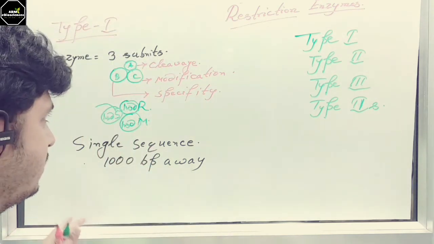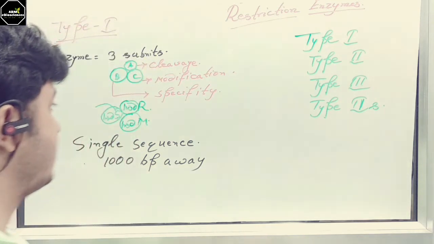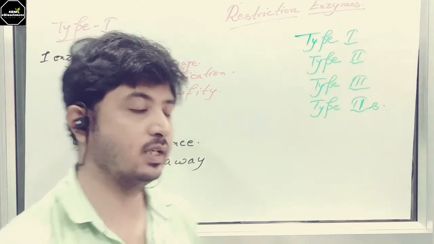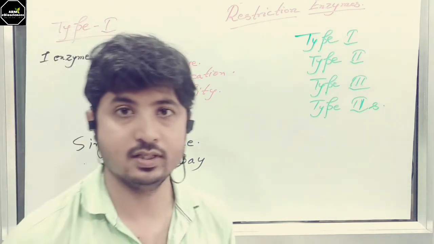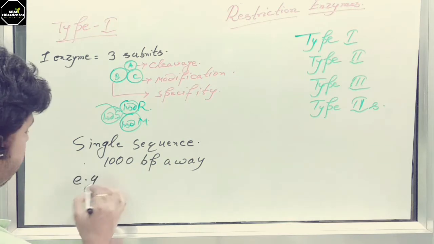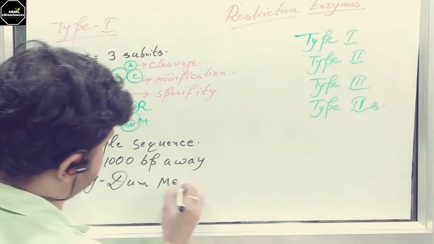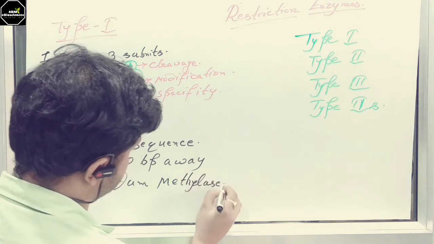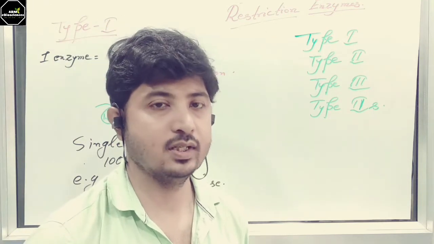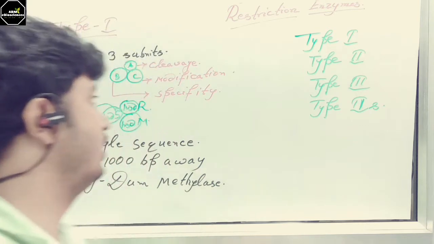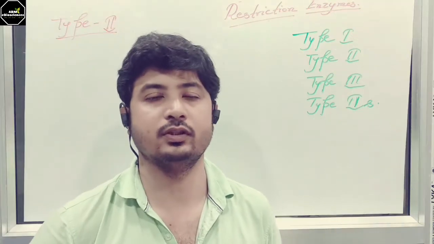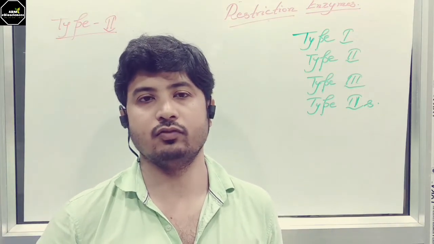So that's why we are not using this in our molecular experiments. But type 1 restriction enzyme is also very essential. I will give you an example, like the Dam methylase, which is a kind of type 1 restriction enzyme controlled by the HSDRMS system. Its function is not only restriction but modification. Mainly it is known for the modification or methylation of genomic DNA, but it falls under the type 1 restriction enzymes.